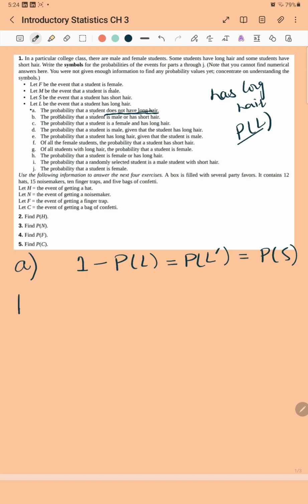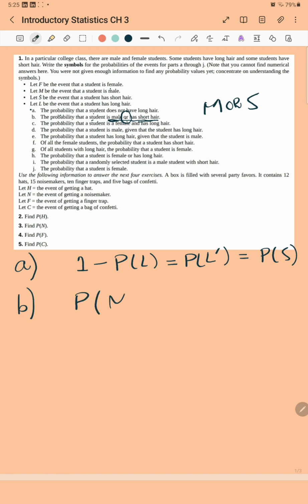Coming to part B. The probability that a student is male or has short hair. So now there are two things. They are saying either male, or short hairs. When or is used, we are going to write or. So it means the answer is either male or short hairs.